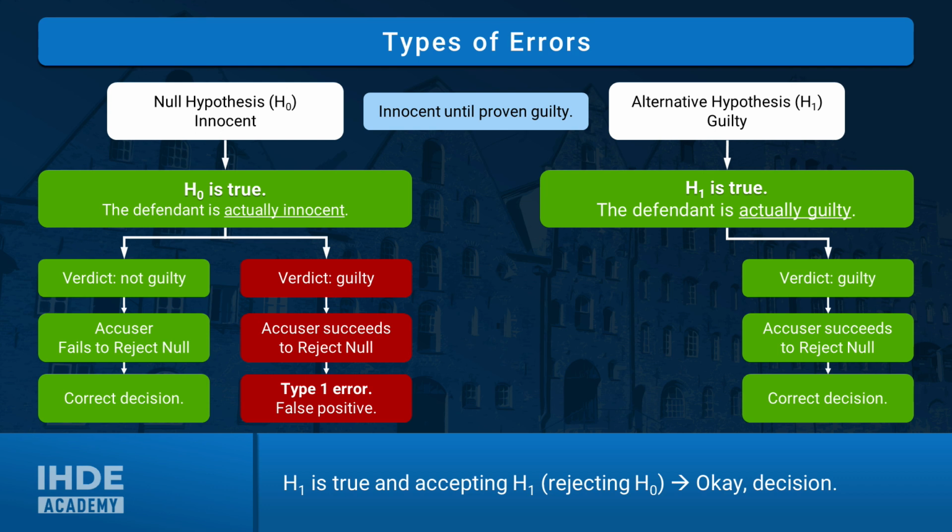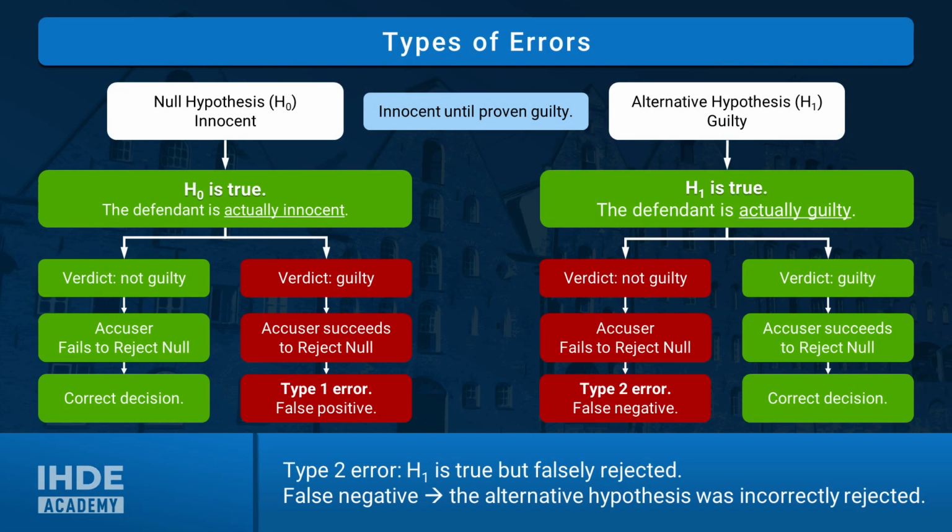Next, let's assume that the alternative hypothesis is true and that the defendant is indeed guilty. If the verdict is guilty, the prosecutor has correctly rejected the claim of innocence. The correct judgment was made. Again, a misjudgment can occur here, namely when the accused is actually guilty, but the verdict is not guilty. The prosecutor has therefore failed to reject the null hypothesis of innocence. We call that a type 2 error.